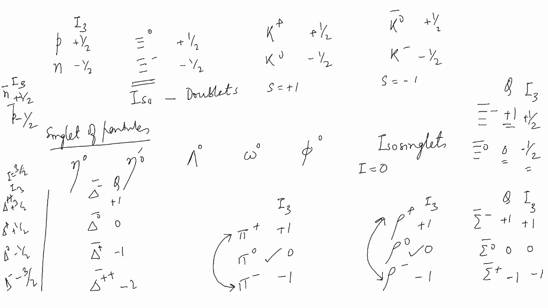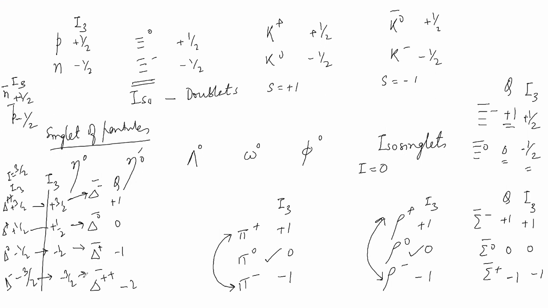Now, if it is a quartet of states having I equal to 3 by 2, I3 will be plus 3 by 2 for delta plus plus, and similarly for delta minus bar, plus half for delta plus, for delta 0 bar, minus half for delta 0, it is also for delta plus bar, and minus 3 by 2 for delta minus, which will also be true for delta plus plus bar.